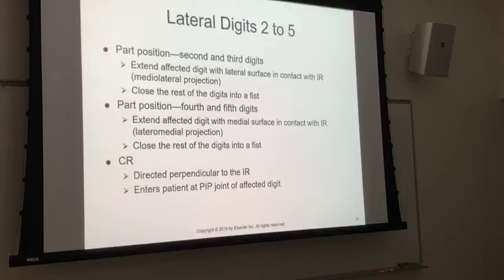So we want it parallel to the image receptor with the central ray perpendicular to the anatomy, if at all possible, to minimize distortion. All right, so how we're going to maintain the lowest OID is by rotating the anatomy into a lateral depending on which would put it closest to the image receptor. Okay, so if you look through this, lateral, the second and third digits extend in the affected digit with the lateral surface in contact with the image receptor.